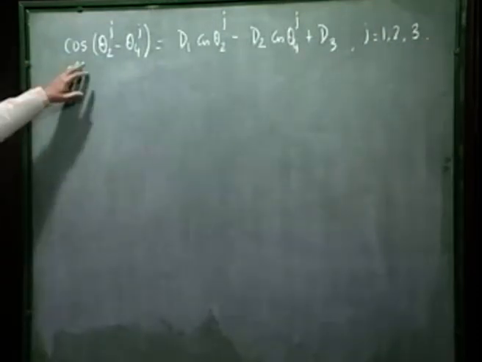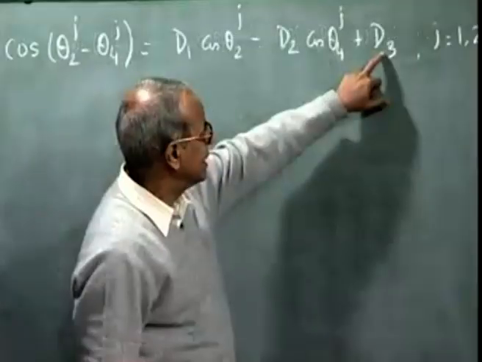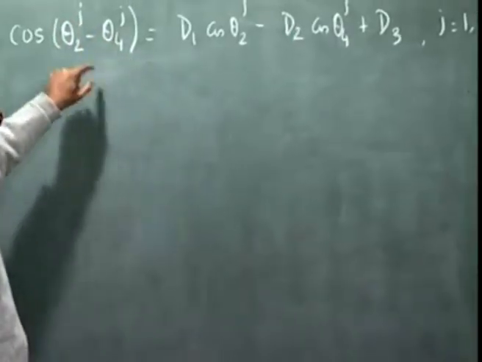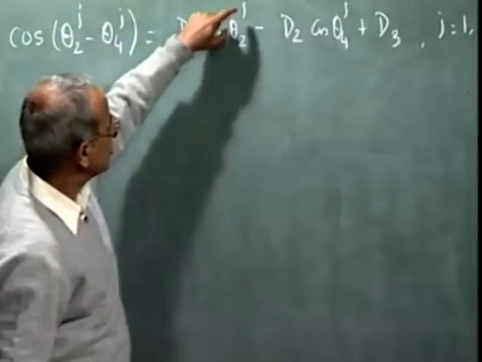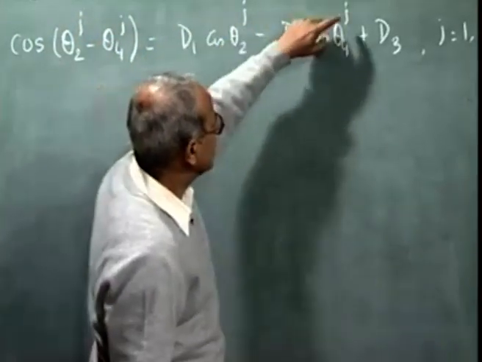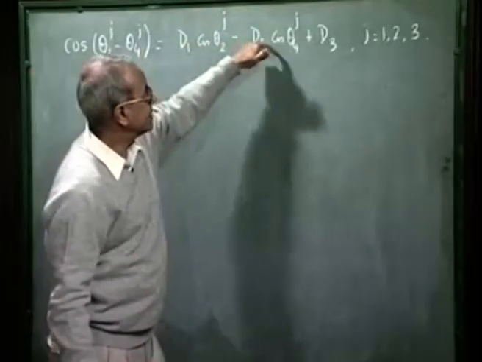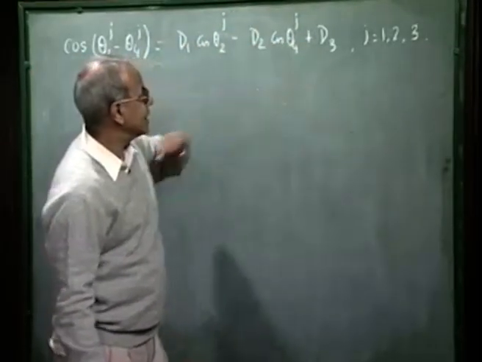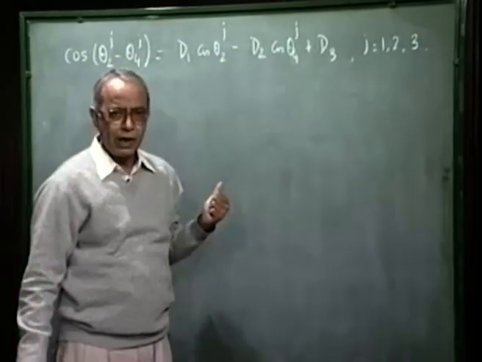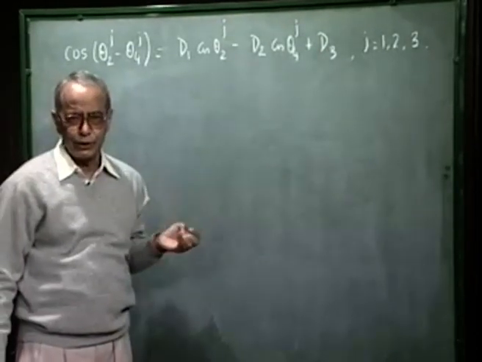Cos theta 2 minus theta 4 is d1 cos theta 2 minus d2 cos theta 4 plus d3, and theta 2 and theta 4 take 3 pairs of coordinated values, namely theta 2 1, theta 4 1, theta 2 2, theta 4 2, and theta 2 3, theta 4 3. That gives me 3 sets of linear equations in d1, d2, and d3 to solve for. And once we solve for d1, d2, d3, we can get the 3 link length ratios.